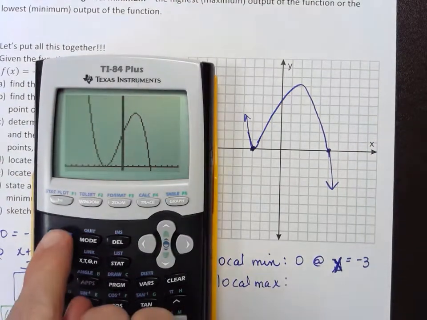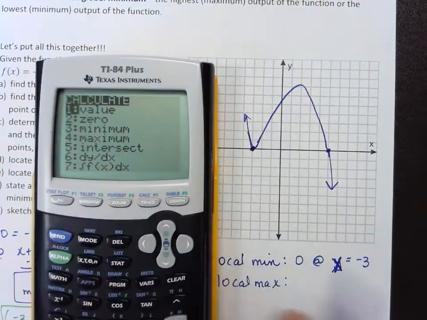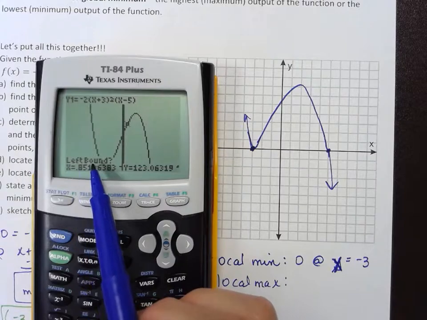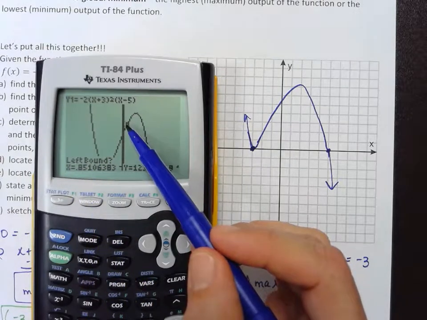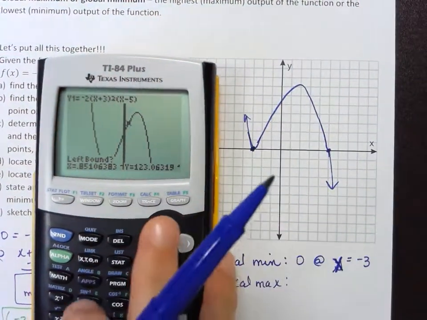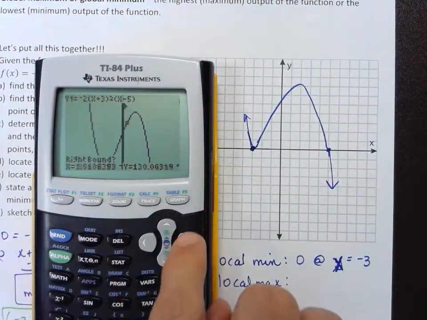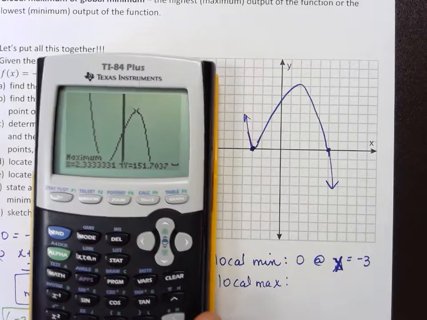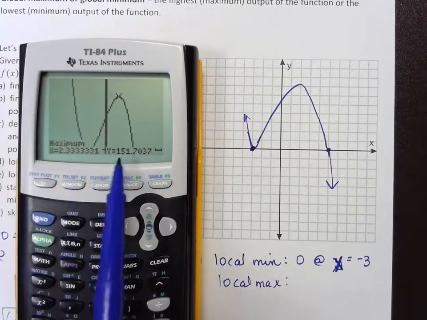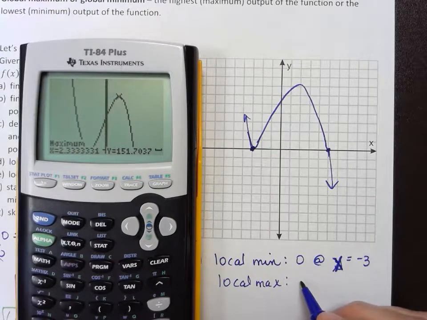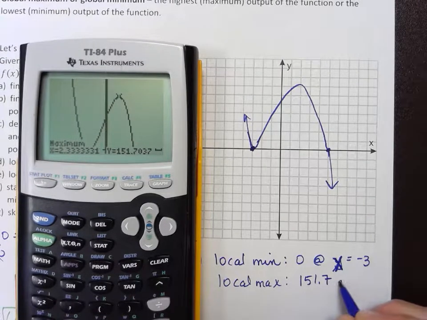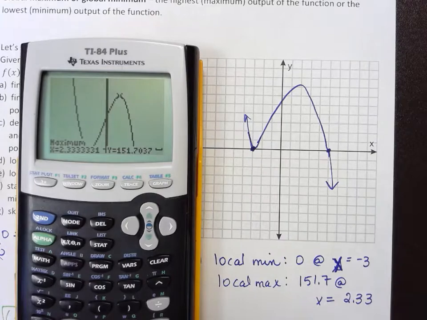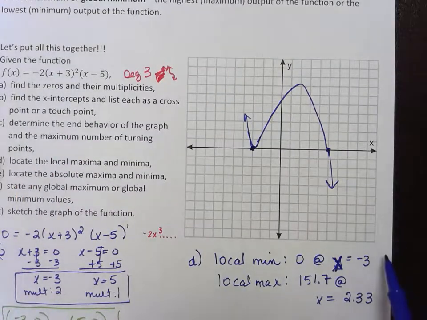So what I want to do is do second calc, and I want to find a maximum. So I'm going to hit number 4. The calculator is saying, are we on the left side of that maximum? The maximum is there. There's my cursor. So I am on the left side of it. Enter. Am I on the right side? Well, let me get over there. Now I'm on the right. Guess yes. So it's going to tell me approximately what my maximum is. Here is my maximum value. It's going to be 151.7, and it occurs at x is approximately 2.33. Okay, so that's my local max and my local min.